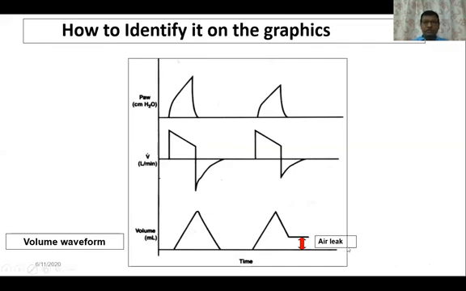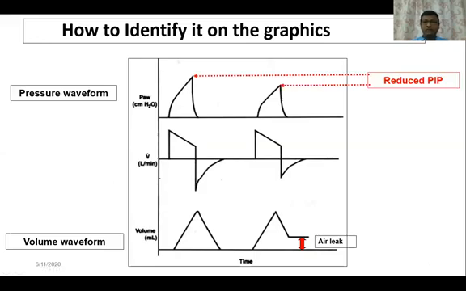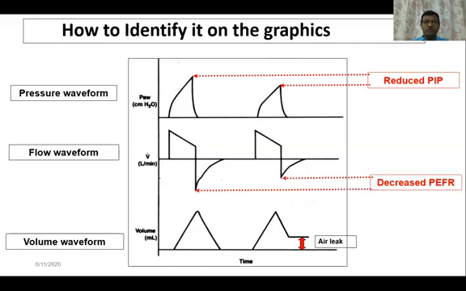So whenever there's an air leak, in a pressure waveform, there will be a reduced peak inspiratory pressure, and in a flow waveform, there will be decreased peak expiratory flow rate. So this is how air leak will appear on scalars.